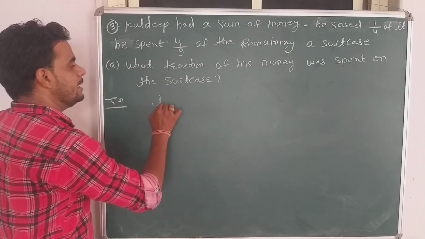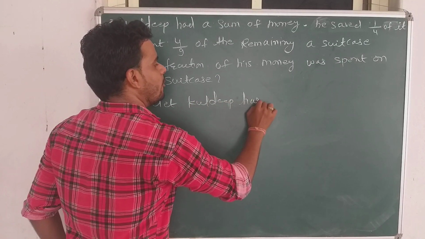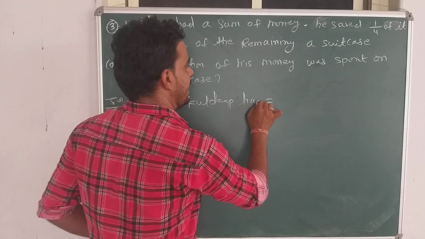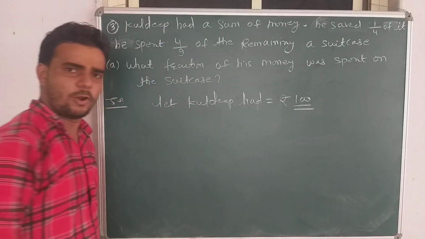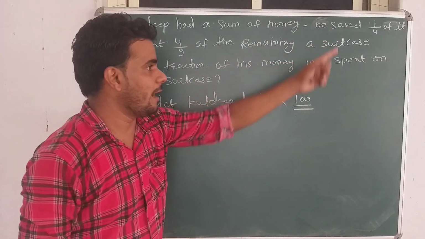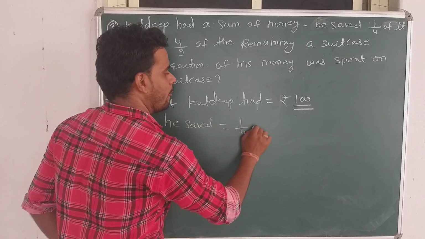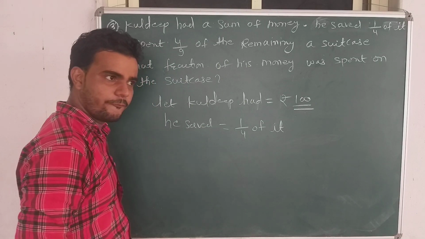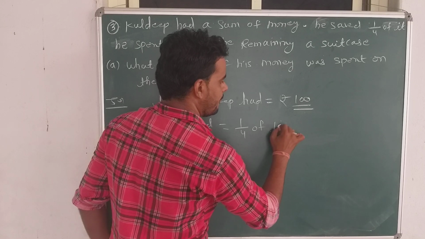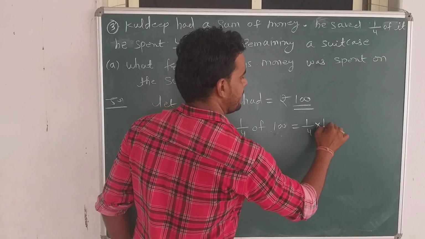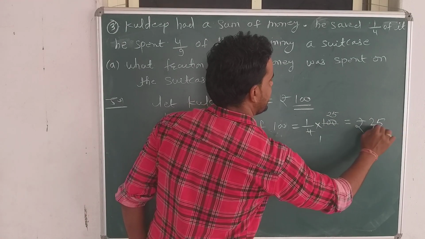So first we will let the money. Let Kuldeep had whatever you want to let, you can let. Kuldeep had 100 rupees. 100 is always easy, so I will let 100. And he saved, how much he saved? He saved 1 by 4 of it. And 1 by 4 of it means he had only 100. So 1 by 4 of 100. So 1 by 4 of means multiply 100 by 4, that is 25. It means he could save rupees 25.